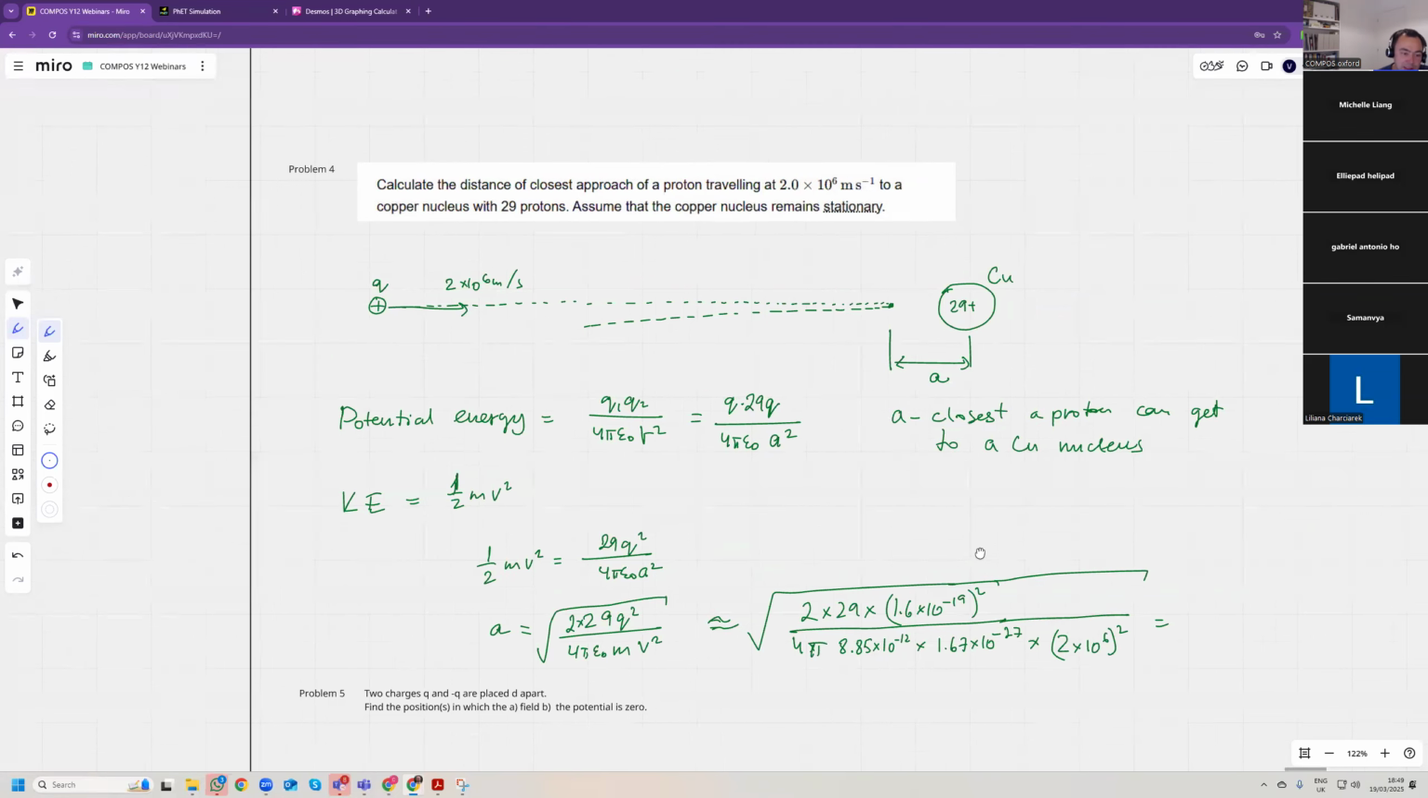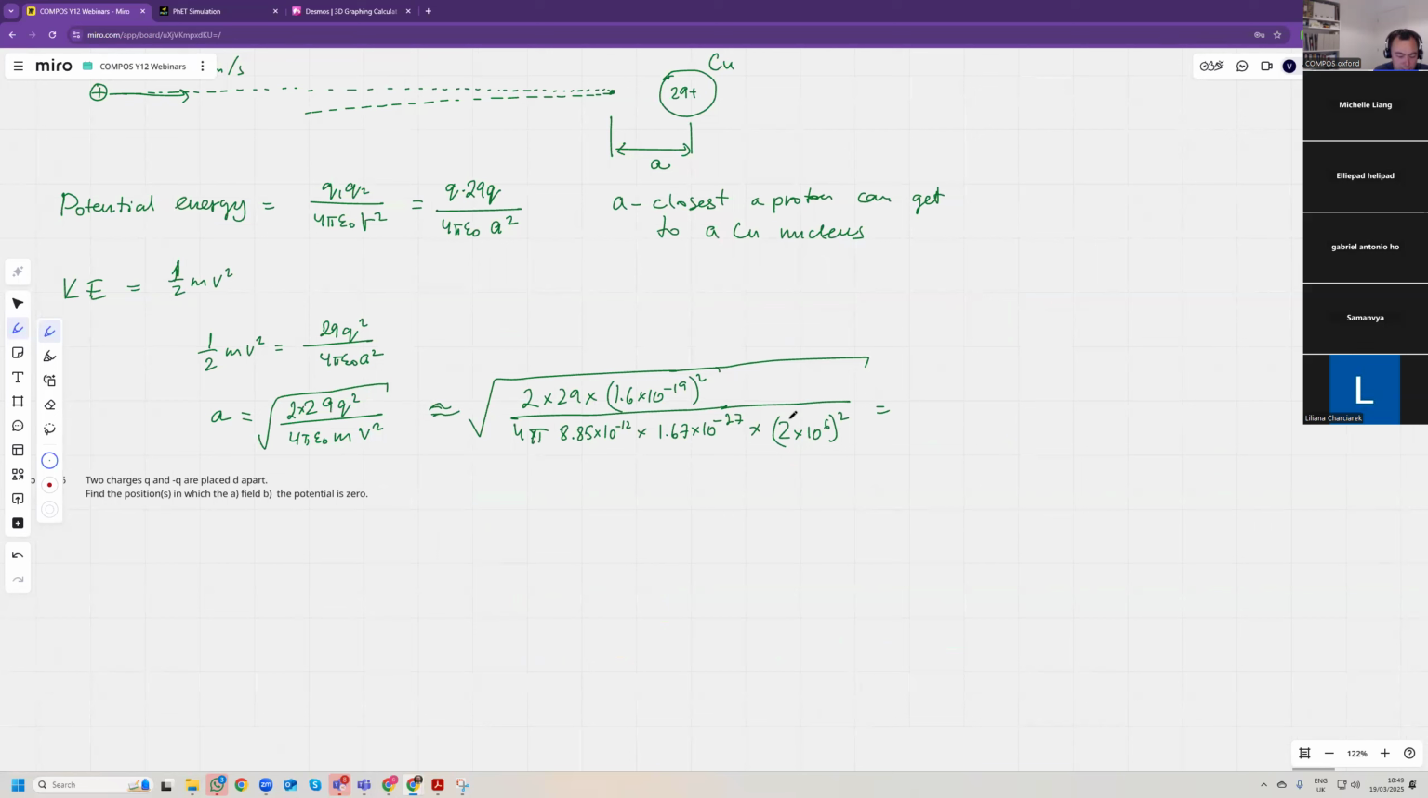And hopefully we get some sensible answer. So 2 times 29 times 1.6 times 10 to the minus 19 squared divided by 4 pi times 8.85 times 10 to the minus 12, times 1.67 times 10 to the minus 27, times 4 times 10 to the 12, which gives us 1.41 times 10 to the minus 6 meters, which is 1.41 micrometers.